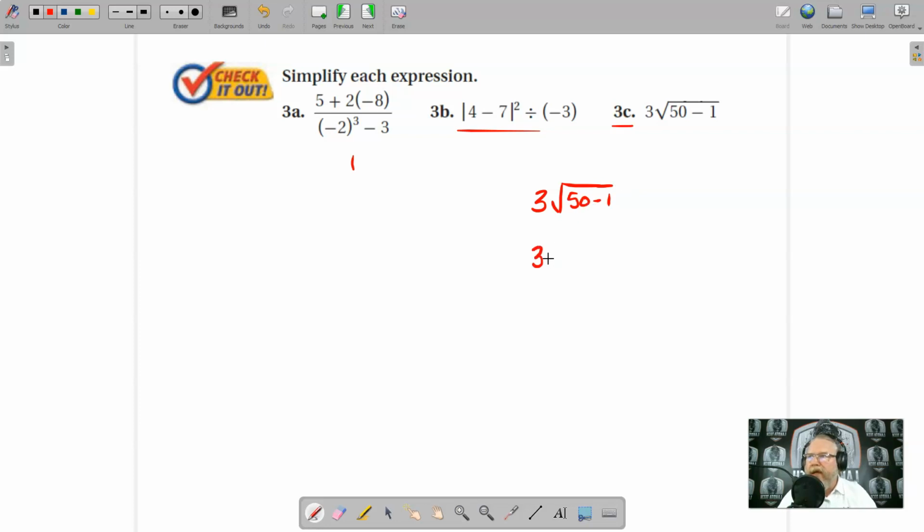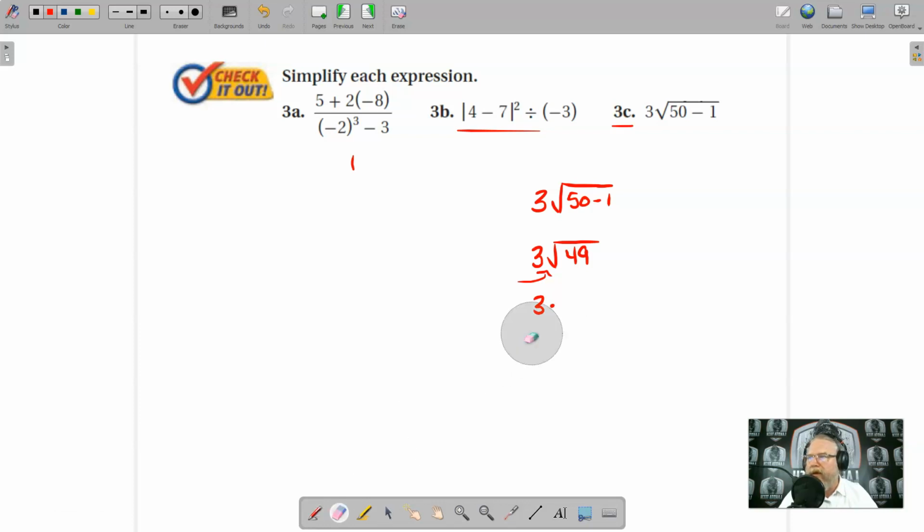So let's go ahead and do 3 times the square root of 50 minus 1, and 50 minus 1 is 49. Now I happen to know that the square root of 49 is 7, and this means 3. Notice there's no operation symbol between the 3 and the square root radical symbol, right? So no sign means this is multiplication, so we need to throw a dot there for multiplying.